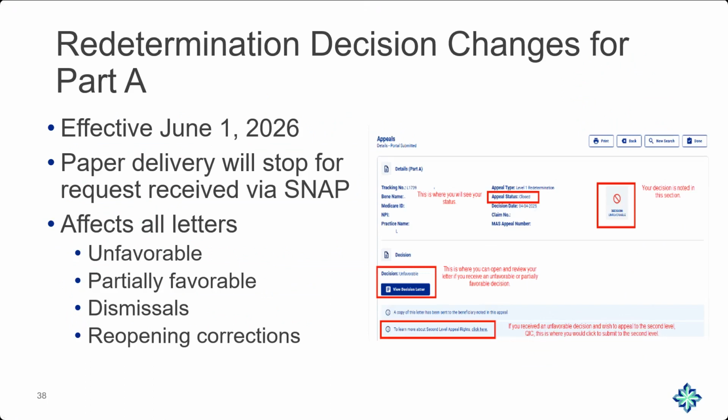You can read the notes section of this slide for some additional information, but we did want to make you aware that as of June 1st, paper delivery is going to stop on appeals or redetermination requests that were submitted via the portal. So all providers that have active portal accounts who submit appeals through the portal, you're going to receive your review decision letters in the portal as well. But again, read the notes section for some additional information.